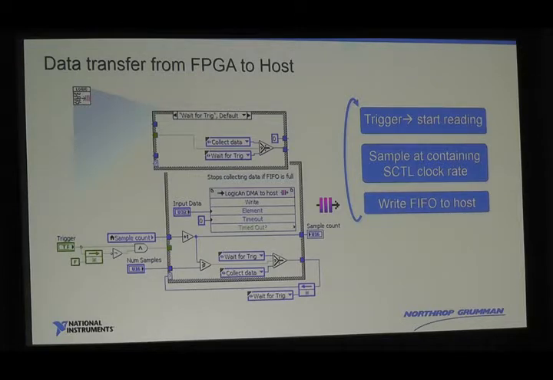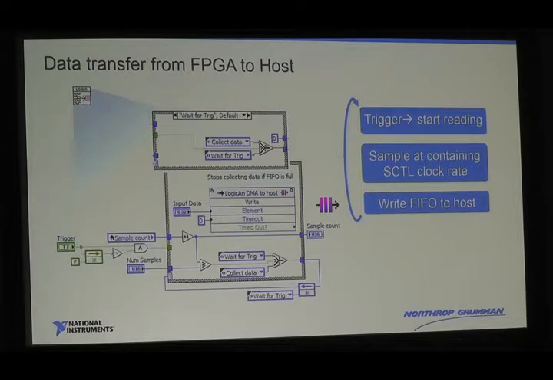Once we get the data selected, this is what that little logic analyzer icon looks like. We have two states, one where it's waiting for the trigger from the VI that we're looking at, and then the next one, it starts collecting data. In this case, it's pretty simple.